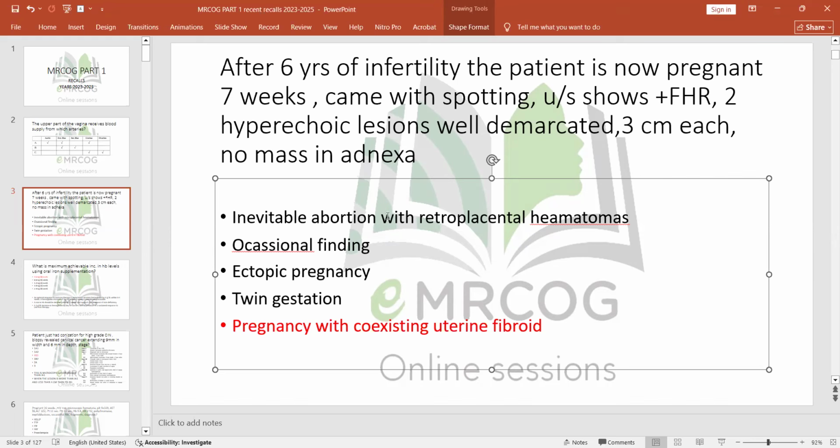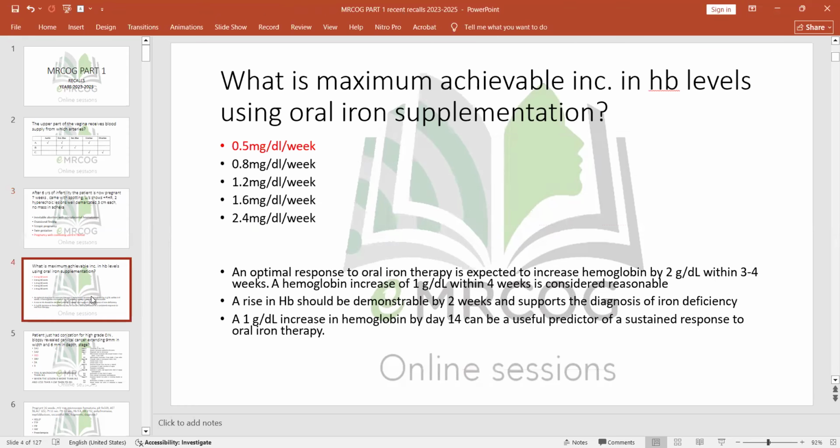This is not inevitable abortion. This is not ectopic and definitely not a twin. This is January 2025, by the way. I think we have started their questions.